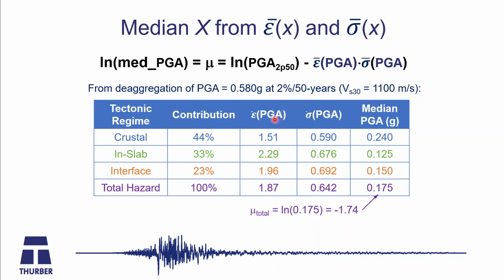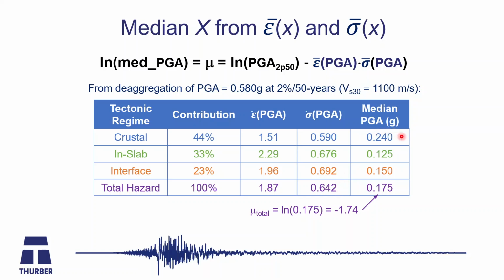So this mean is equivalent to the ln of the median, which I'll show you in a second how that makes sense. In this example that we were just looking at, here are the epsilon values for each of the three tectonic regime types, as well as the mean for the total hazard of 1.87. There are your sigma values, each of the individual averages of the 4 GMMs for each of these tectonic regime types, as well as the contribution weighted average for the total hazard.